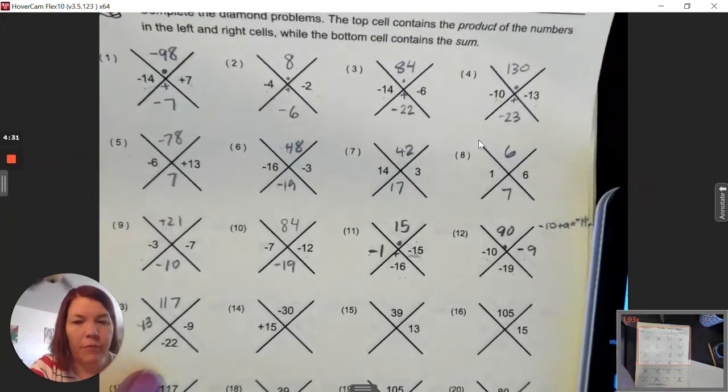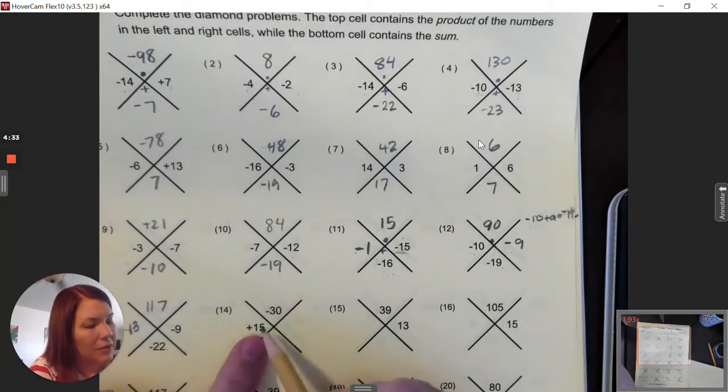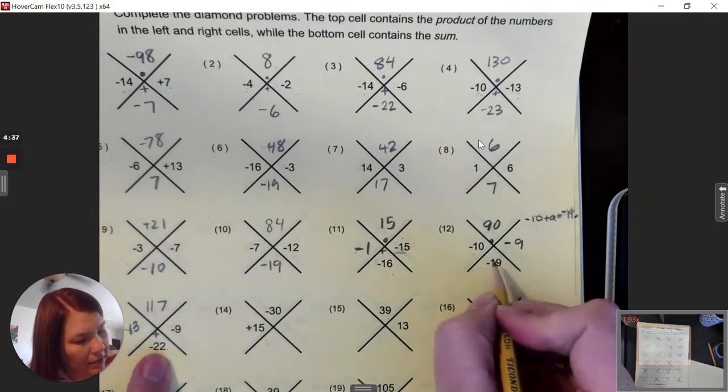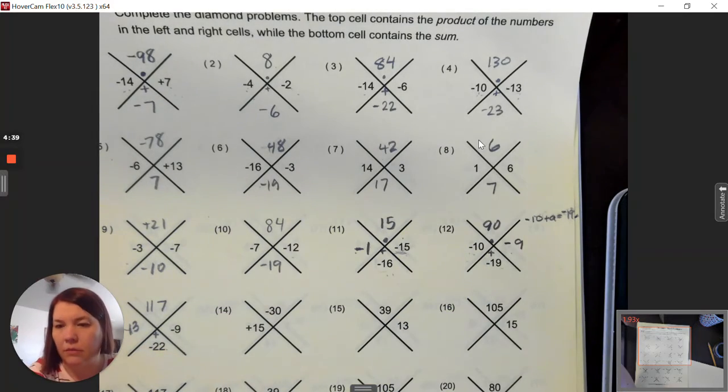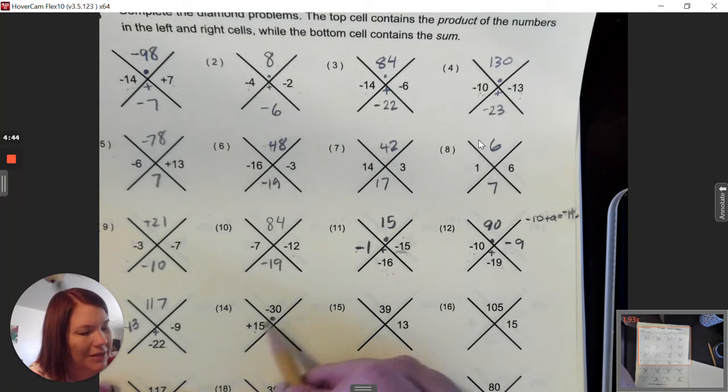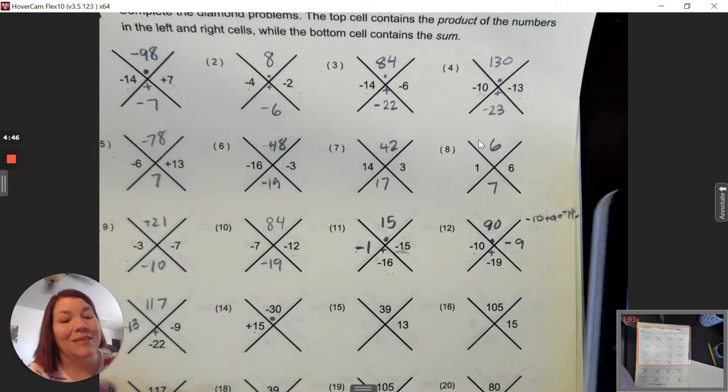Okay, so now on these ones they gave me the timesing number. So in the first ones they've given me the adding number and I had to subtract to find the other number. This one they've given me the timesing number, so I'm going to take negative 30 and divide it by 15.